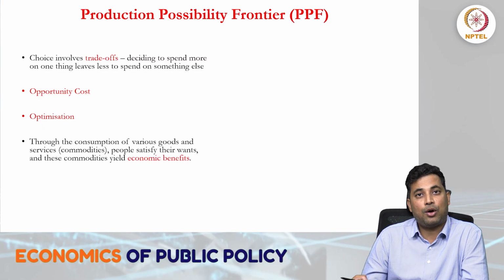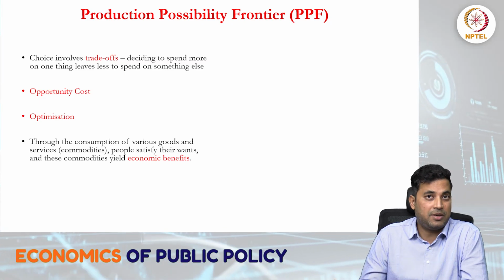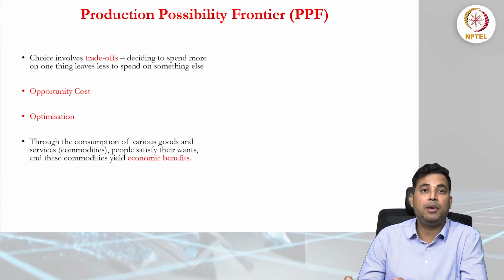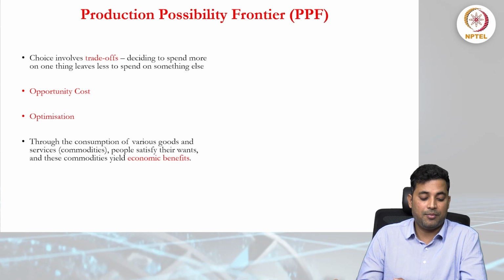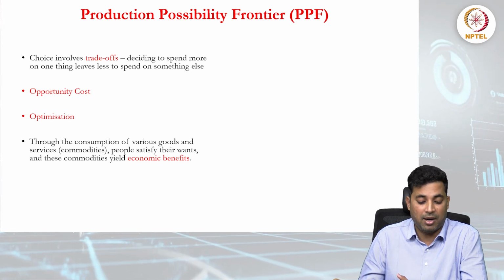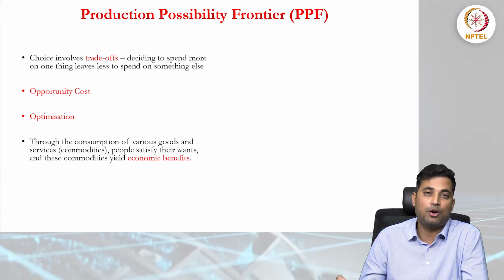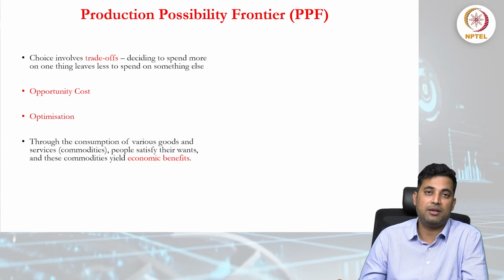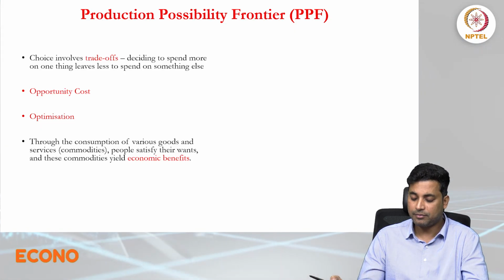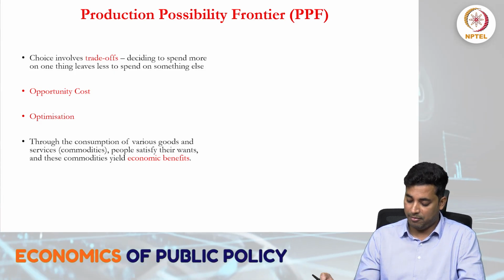Now moving from cost to benefit. When consumption takes place over goods and services, we can consider them as commodities. People satisfy their wants, and these commodities that are produced to meet my demand or society's demand yield economic benefits. So here cost and benefits are important, particularly in the case of public policy. Now moving to the production possibility frontier, what do we mean by that?